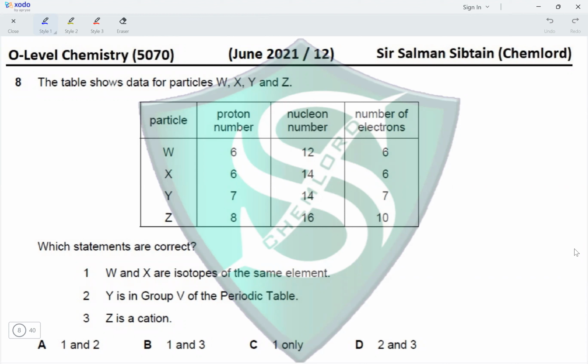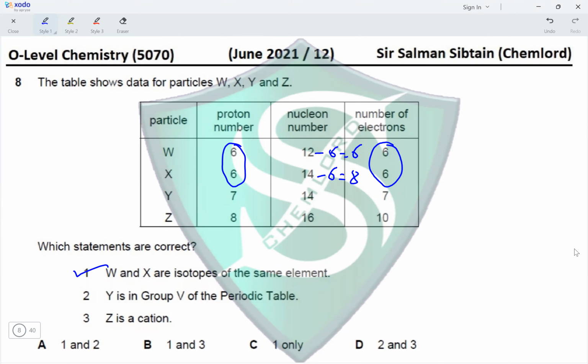So W and X have the same number of electrons and the same number of protons, as shown in the table. But the nucleon number is 12 and 14. If we subtract 6 from each, because both of them have the same proton number, we end up with the neutron number of 6 for W and 8 for X. So it has a different number of neutrons. So statement 1 is correct. W and X are isotopes of each other.